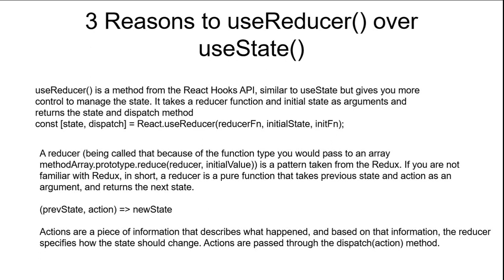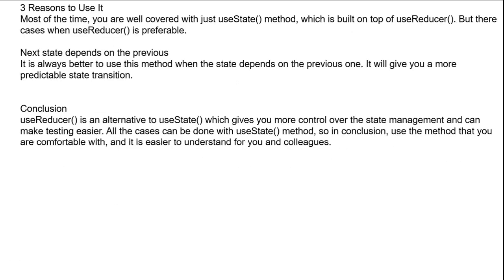This is the same pattern taken in Redux. If you are not familiar with Redux, in short, a reducer is a function that takes the previous state and action as arguments and returns the next state. Previous state, action, new state. Actions are a piece of information that describes what happened, and based on that information, the reducer specifies how the state should change. Actions are passed through the dispatch method.